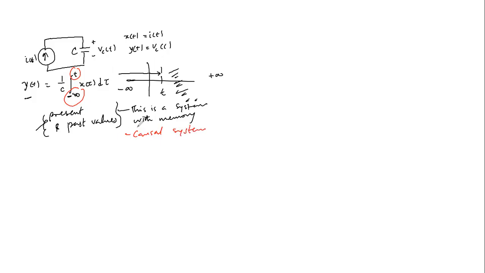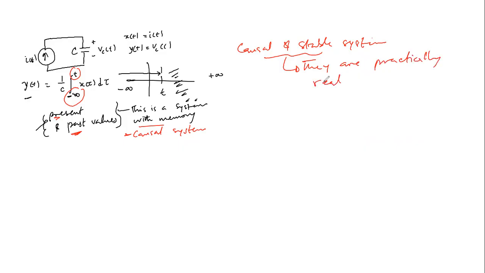So take note, it is a system with memory because it depends on both past and present input. And since it depends on past and present inputs, it is a causal system because it does not depend on future inputs. And then it means it's a realizable system because when we have causal and stable systems, we say they are practically realizable. Okay?